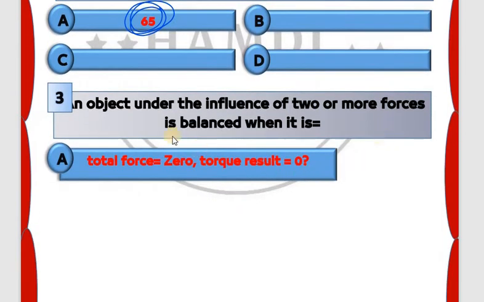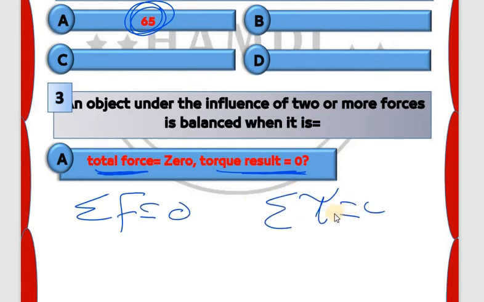In question number 3, an object under the influence of two forces is at balance, or at equilibrium, if the total force is 0 and the total torque is 0. Summation F equals 0 and summation torque equals 0, so the body will be at equilibrium. Summation F equals 0 is translational equilibrium. Sum of torque equals 0 is rotational equilibrium.